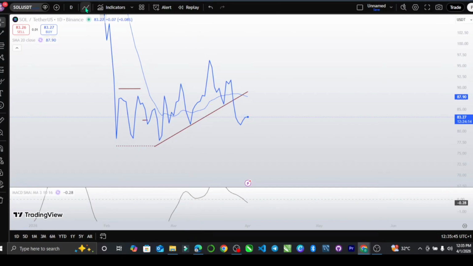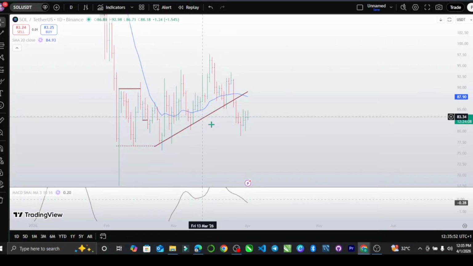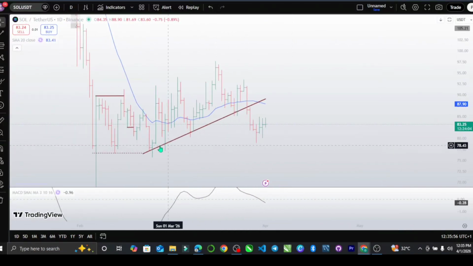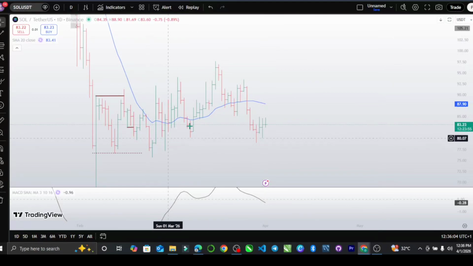So now let's go back to other types of charts. Let me show you how you can change to another type of chart, for example, the bar chart. If you look at the bar chart, it readily gives a certain level of information. From here, we can quickly see the uptrend, and also see the breakout structure.